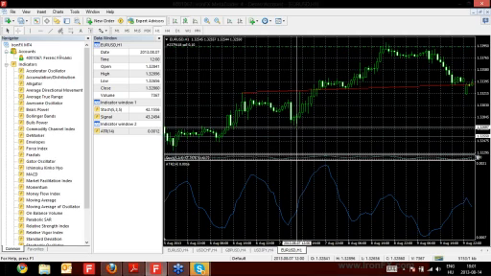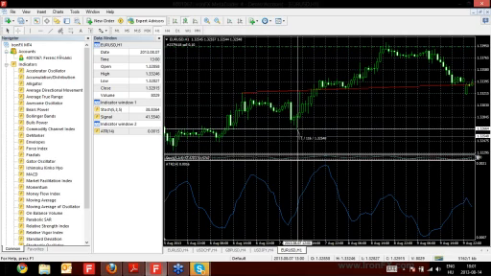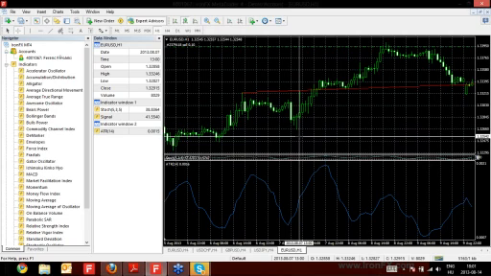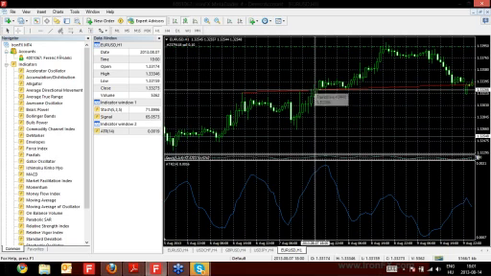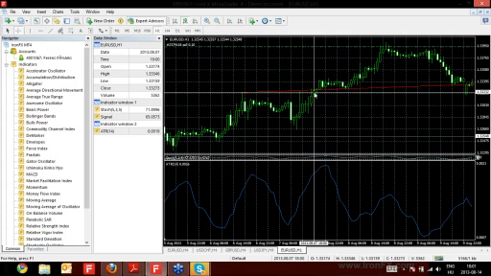Let's see the ATR level. The ATR level is 12. Okay, it's shown here. At this close, it was 12. So I would place my stop loss 12 pips below this valley here.